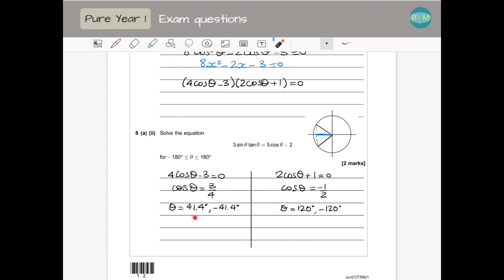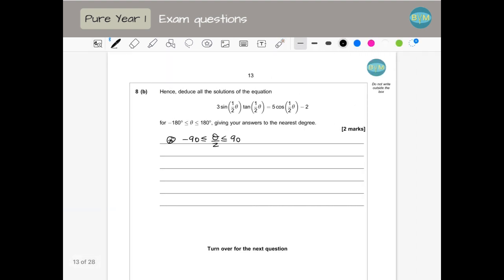And then I have the solutions for theta. Now these 4 solutions are really for 1/2 of theta. So I can say that 1/2 of theta is 41.4, minus 41.4, 120, and minus 120. Because this was theta and now it is 1/2 of theta. And I can just double these angles to have theta. So theta would be just double that, which is 82.8, minus 82.8, 240, and minus 240.